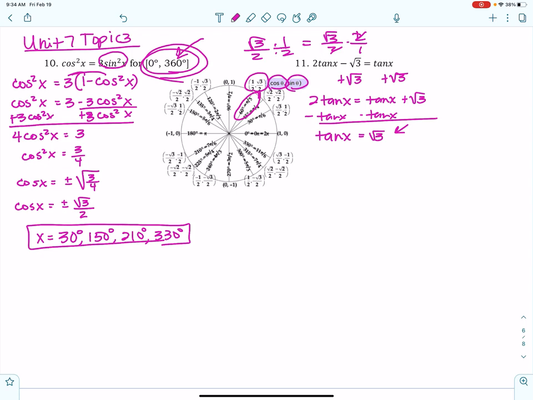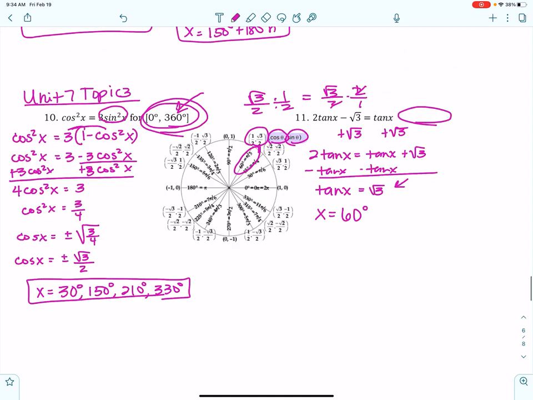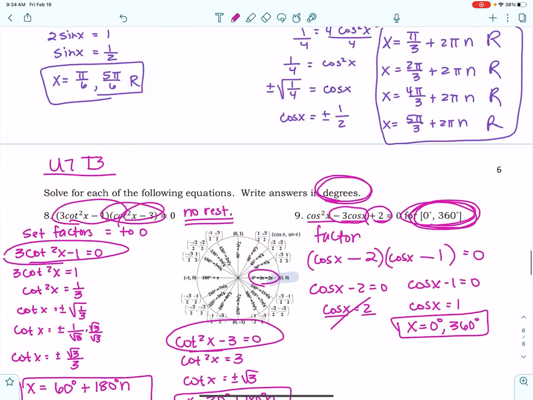And notice there are no restrictions, so I have to account for all rotations along the circle. So x is going to be equal to 60 degrees. We're not told it's degrees in the problem, but earlier in the last video at the very top, see, it's in degrees.